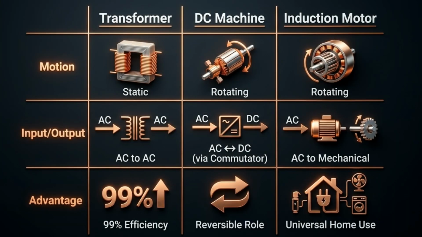This table summarizes the three machines. The transformer is static with 99% efficiency. The DC machine is rotating and reversible via a commutator, and the induction motor is rotating for universal home use.